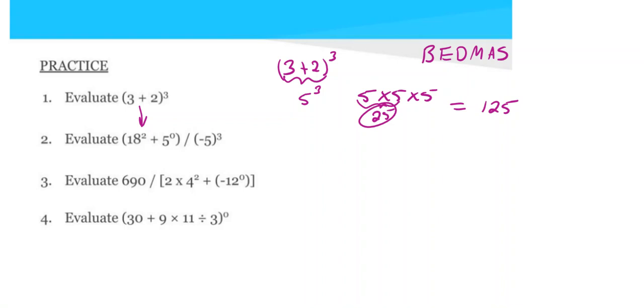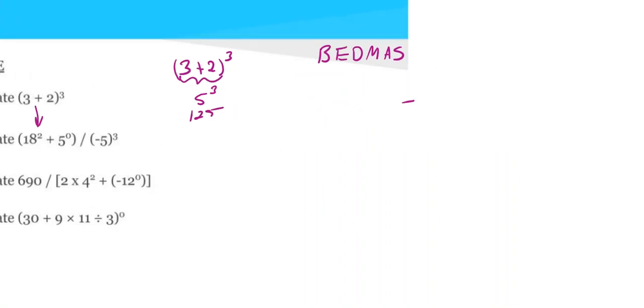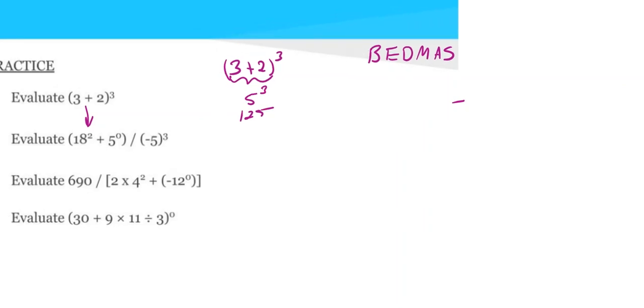Sorry, I should have written that down the way we were doing it before. So 125. Okay, next one, guys. We've got 18 squared plus 5 to the power of 0.